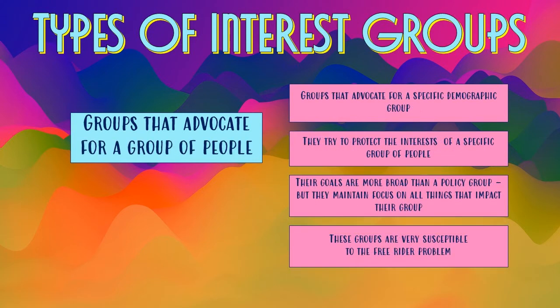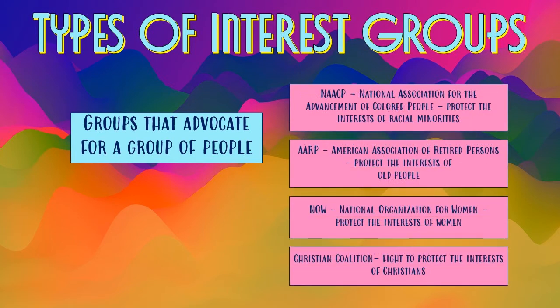We also have some very big interest groups that advocate for the interests of particular groups of people. These groups are most likely to advocate for a specific demographic group, so they're going to protect the interests of a particular type of person. And these are going to be very broad goals. Instead of one policy that they focus on, they'll focus on all of the policies that could impact this particular group. These groups are going to have huge potential groups, and really small actual groups. So these are the types of groups that are most susceptible to the free rider problem we were talking about. But these are definitely famous interest groups. I'm sure you guys have heard of these before.